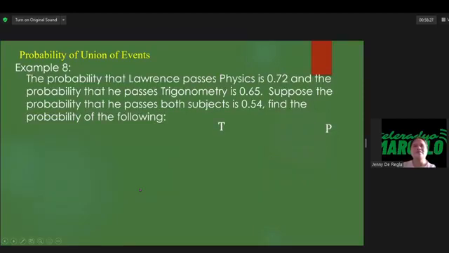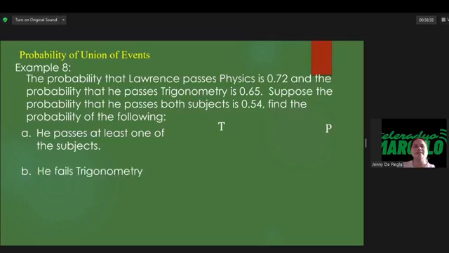Example 8. The probability that Lawrence passes physics is 0.72 or 72%. And then the probability that he passes trigonometry is 0.65 or 65%. Suppose the probability that he passes both subjects is 0.54. Find the probability of the following. Letter A, he passes at least one of the subjects. Next, he fails trigonometry. And then he passes trigonometry but fails physics.